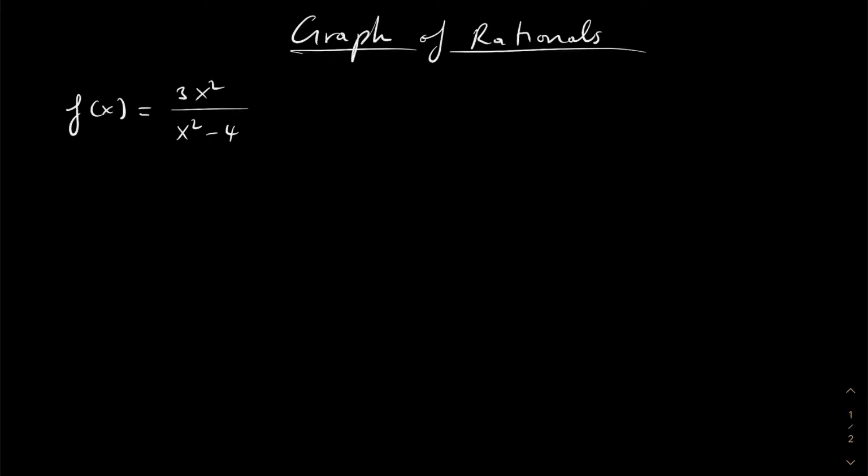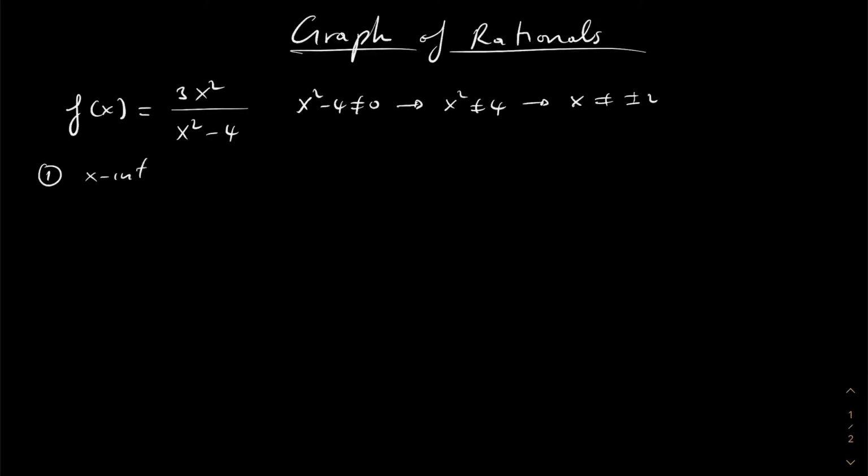First things first, this is a rational function, which means that we do not want the denominator to be equal to 0. So x squared minus 4 should not be equal to 0, meaning x squared should not be equal to 4, meaning x should not be equal to plus or minus 2. All right, so what is my x-intercept here?